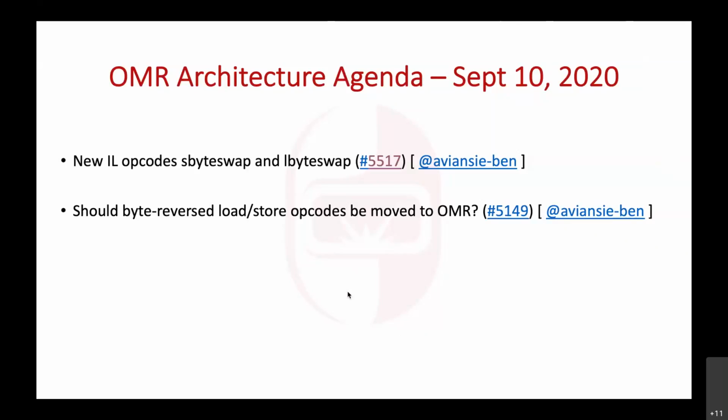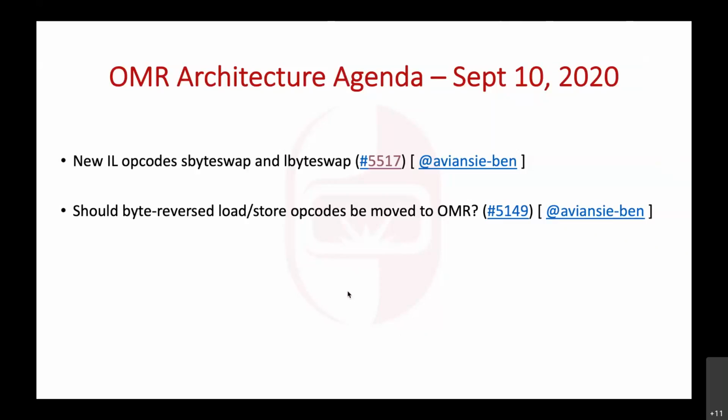Right. I think there's a pretty limited set of places that do anything with the existing ibyteswap opcode. I don't think it's even been used in OpenJ9. There, it still uses recognized methods. But yes, I do intend to look at those locations.